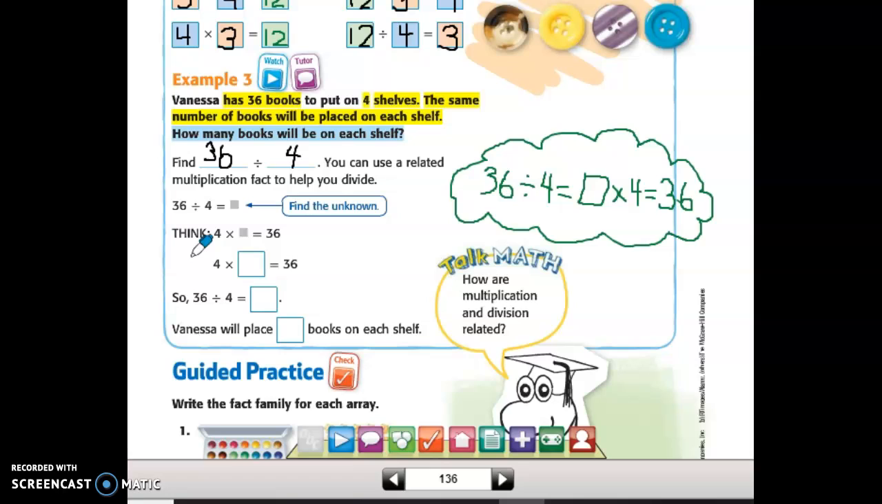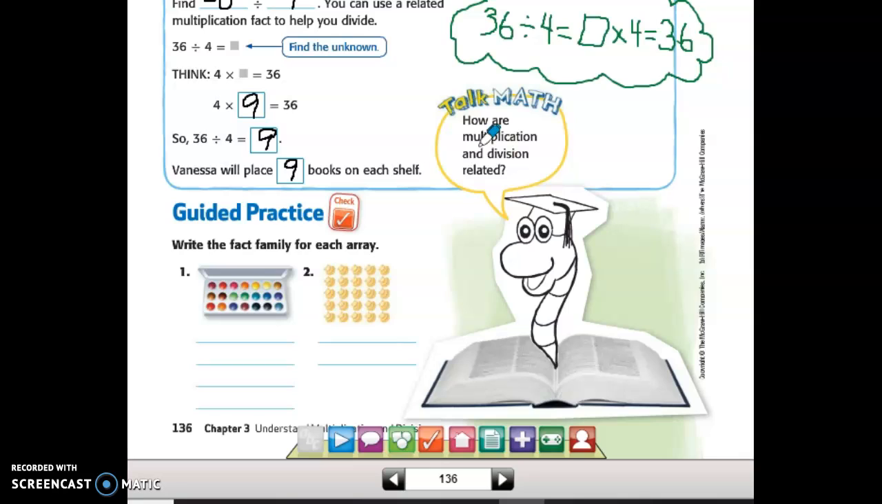In any case, 4 times 9 is 36. So 36 divided by 4 is 9. Vanessa will place 9 books on each shelf. And you can talk with your partner about how multiplication and division are related.